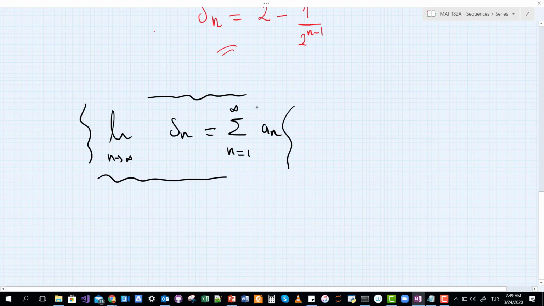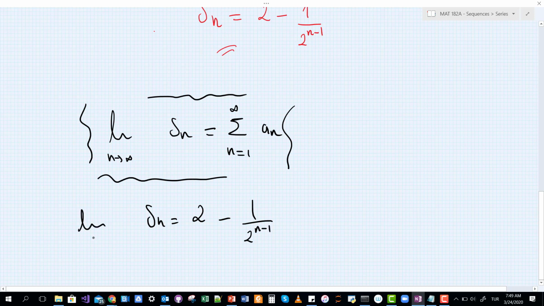Okay, what about my example? Sn was equal to 2 minus 1 over 2 to the n minus 1.